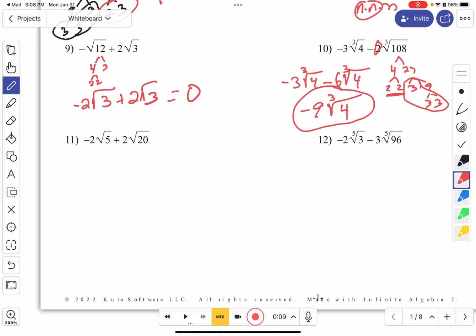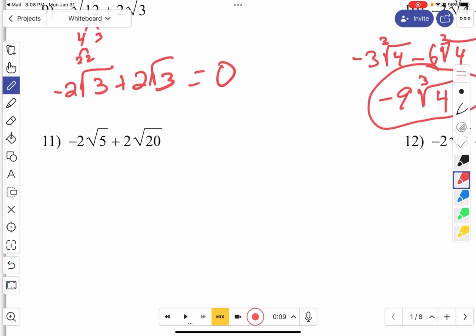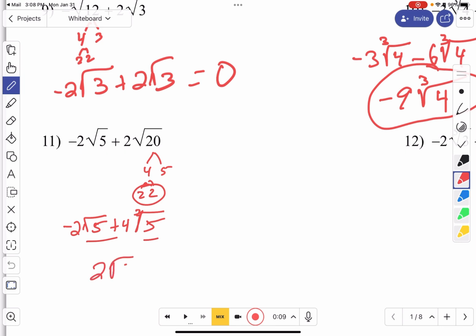Number 11. Negative 2 radical 5, nothing we can do with. The radical 20, that's 4 times 5. 4 is 2 times 2, so there's our partner. So we've got negative 2 radical 5. 2 times 2 is 4. Times radical 5. Radicals are the same, indexes are the same. 2 radical 5.